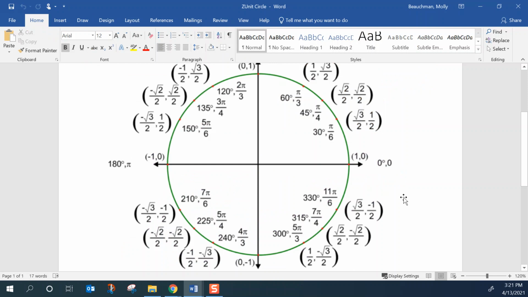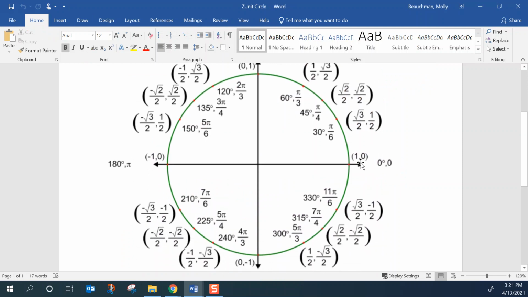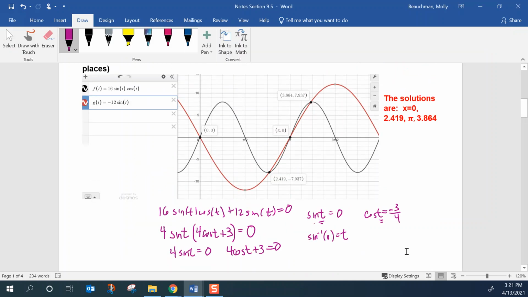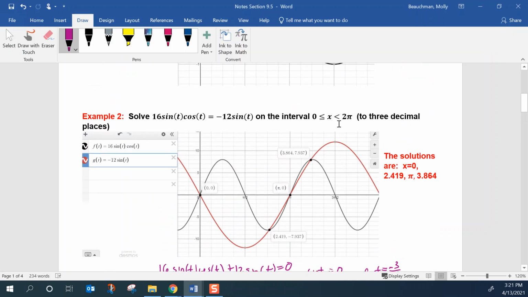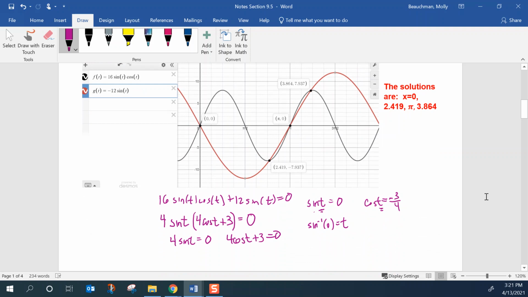that sine is 0, the y-coordinate is 0, at 0, and again over here at pi, and then back at 2 pi. So since I'm taking a look and I have my domain from 0 less than or equal to x less than 2 pi, the two places where the sine is 0, the two angle measures, are at 0 and pi. So those are two of my answers.